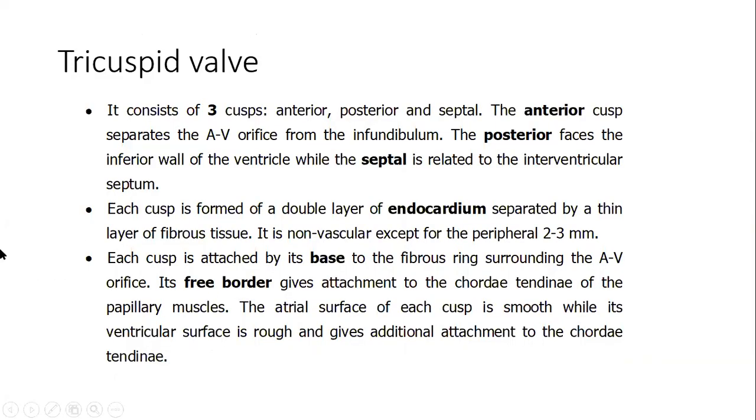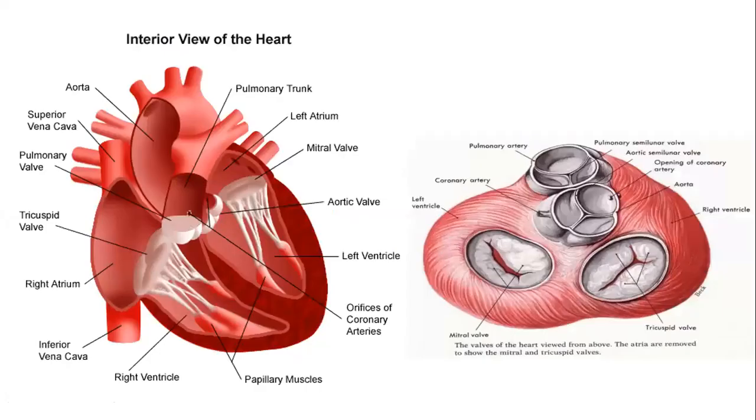Okay. Each cusp is formed of a double layer of endothelium. This is common for all. So all these flaps or cusps are made up of two layers of endothelium, one from the atrium side, one from the ventricular side. As you know, the whole of the heart is lined from inside by endothelium. Similarly, even the valve is covered by endothelium. But because it is between the atrium and ventricle, it is covered by two layers, one coming from the atrium, one coming from the ventricle.